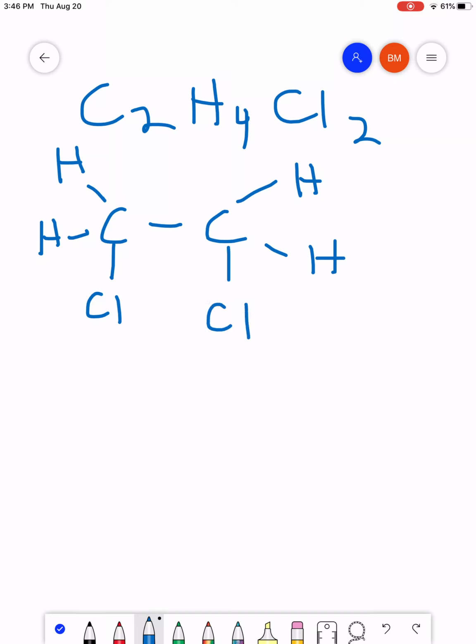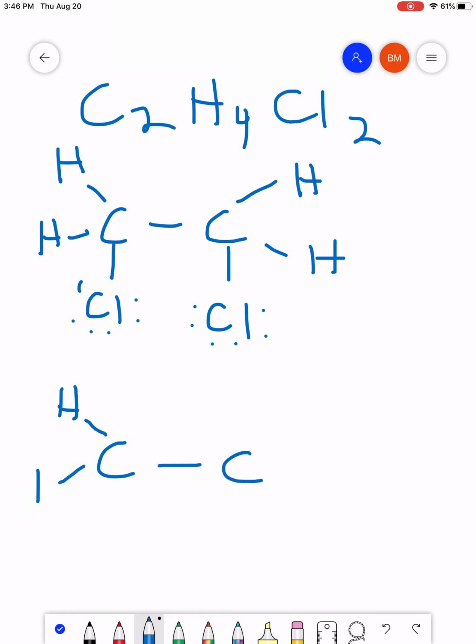Each Cl is going to have three unshared pairs of electrons. If you go through and calculate the number of valence electrons, I think you would find that it matches up very well with this structure. All octet rules are followed, so this is a good Lewis structure. I can tell you there's one more constitutional isomer. Let's see if we can figure out what it is.